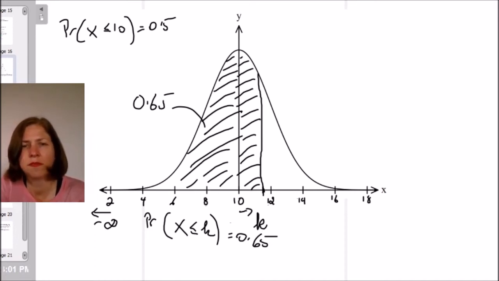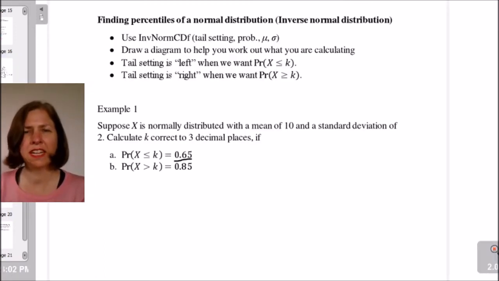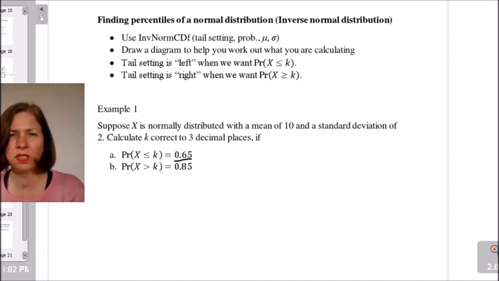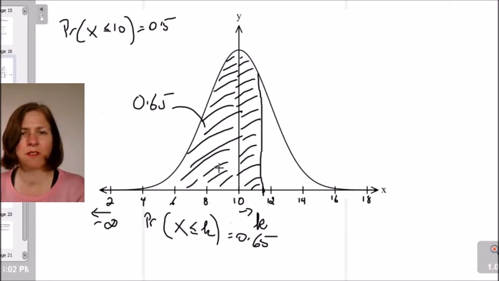Now my calculator can do it. So let's have a look at how. If I look again at these instructions, I'm going to use inverse normal CDF. And I've just done the diagram to help me work out what I'm calculating. The tail setting is left when we want X is less than or equal to K. And that tail setting is basically this part of the diagram. It's saying we're going from the left, from negative infinity, and then up to K. So we're going to the left of K. So that is something that our calculator is going to ask for.